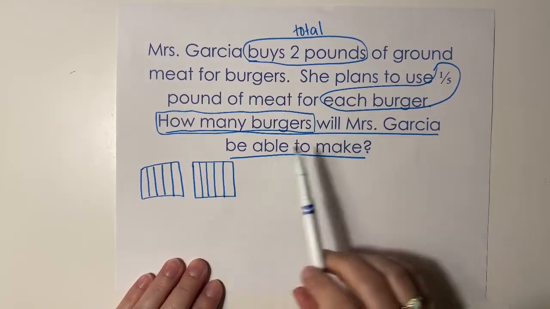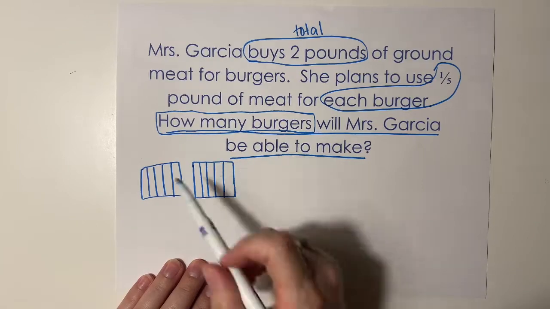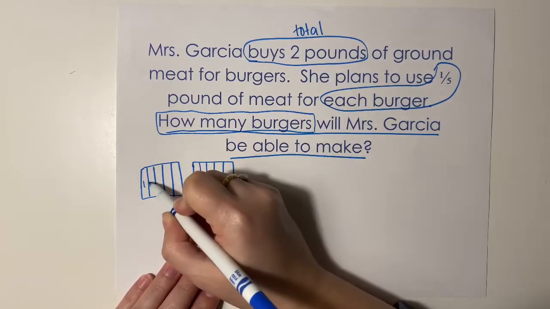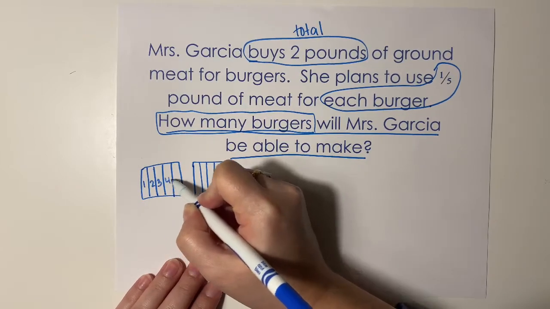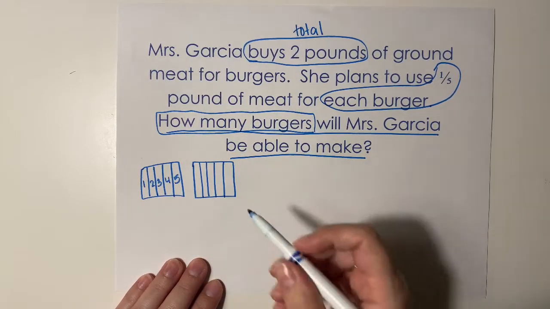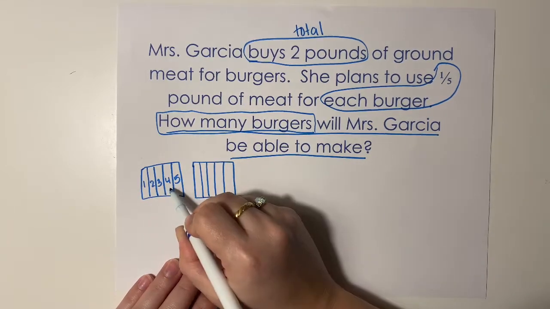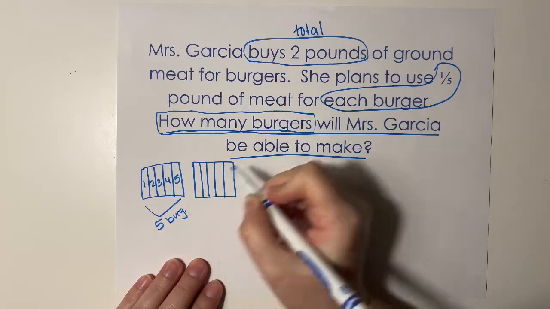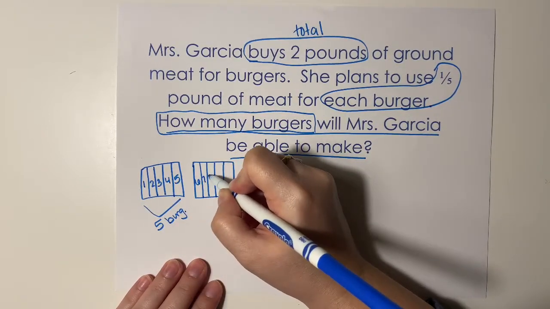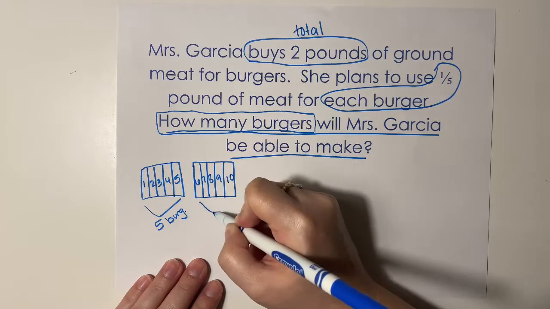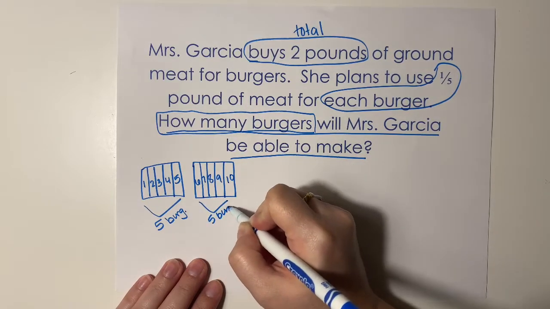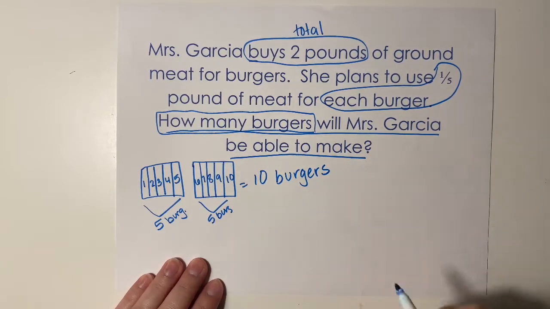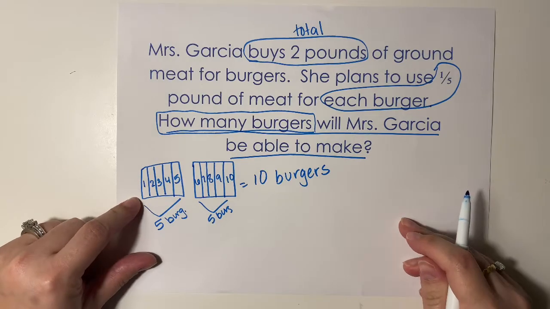So now it's asking me how many burgers will Miss Garcia be able to make? Well, each one of these fifths makes a burger. So this one makes a burger, and this one, and this one, and this one, and this one. So for every pound of hamburger, I make 5 burgers. So then here I can also make another 5 burgers, to make a total of 10 burgers.